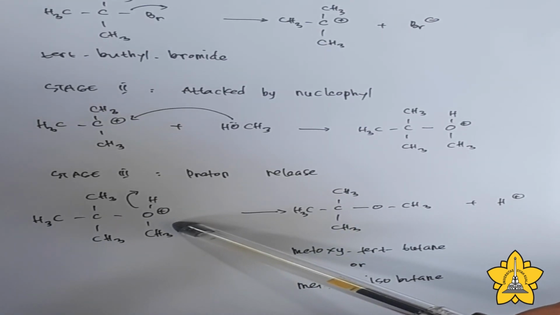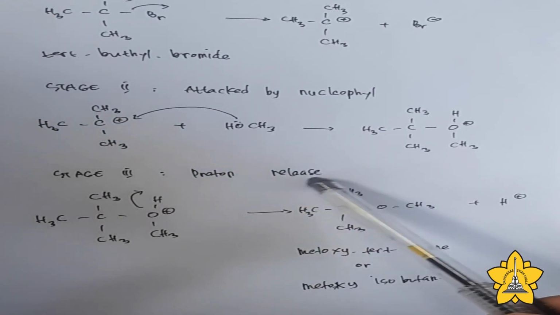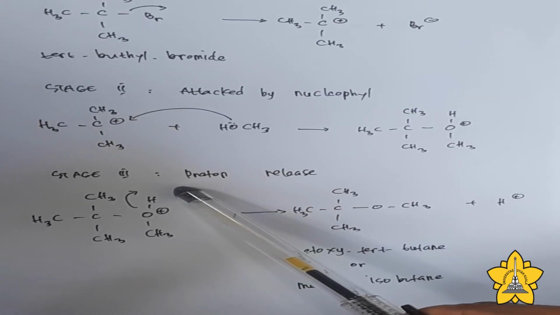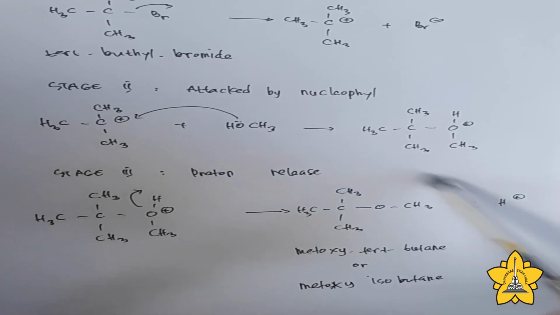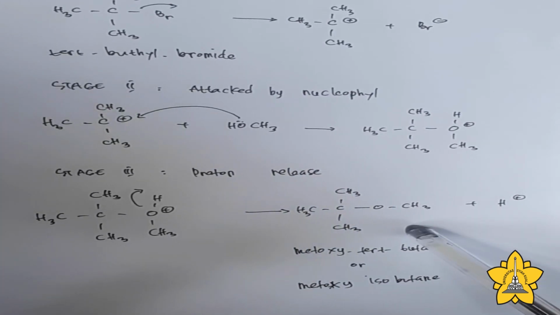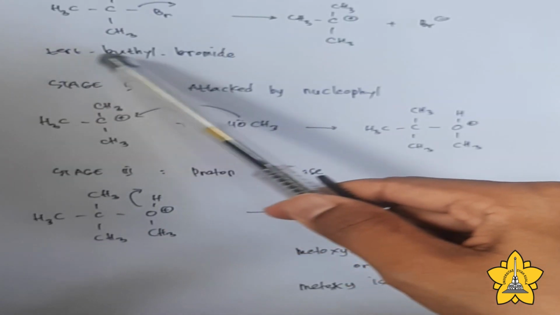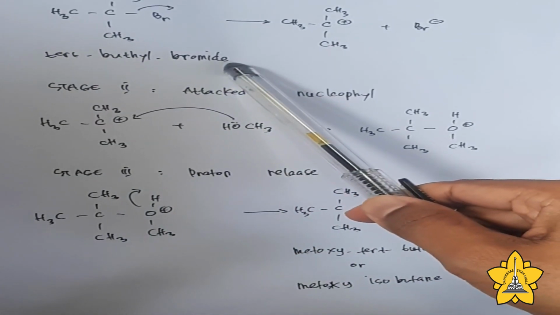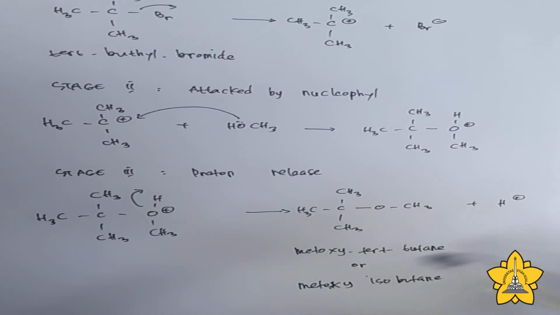That's why we have the third step of this nucleophilic substitution mechanism. It is the release of the proton, and when the proton is released, we produce the product of this substitution. The starting molecule is tert-butyl bromide, and the product is methoxy tert-butane, which we can also call methoxy isobutane.